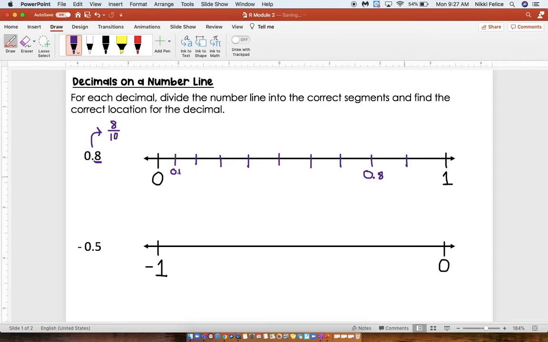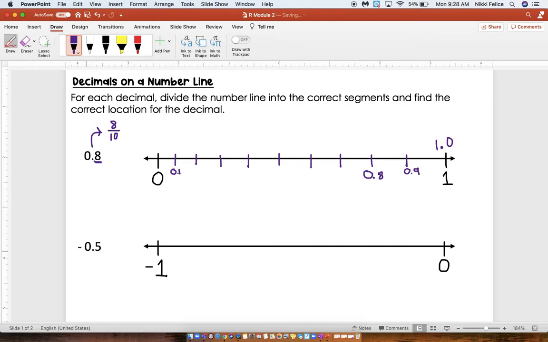This one would be 0.9, and then 1 is 1 whole. 1.0 comes after 0.9. I could put that one there too so you see it. So when we have a decimal, we're always going to break it up into 10 segments because our number here is in the tenths place. Even if our last digit is not in the tenths place, we can still break it up into 10 segments.